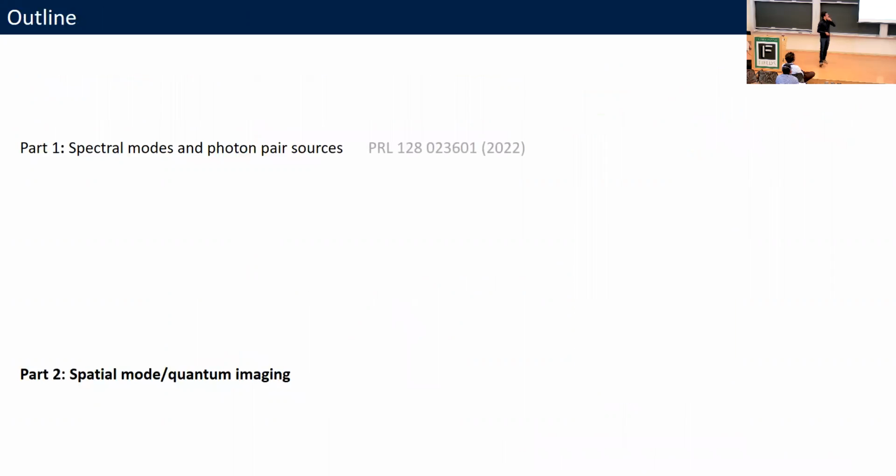Right, so okay, that concludes the spectral mode measurement. And now I'd like to talk about some ongoing experimental work at the NRC where we're extending this idea to the spatial domain.